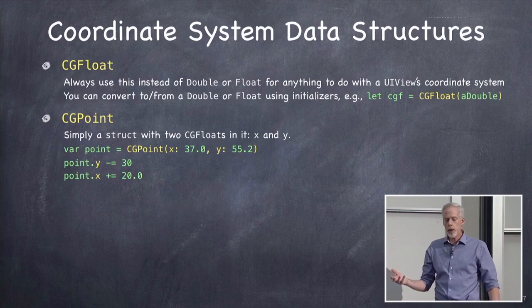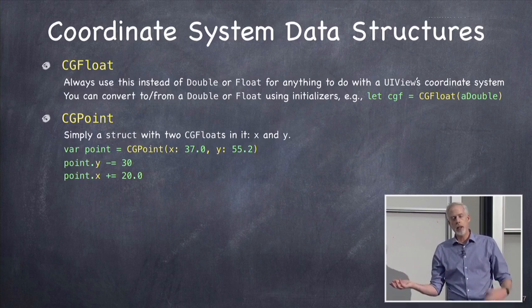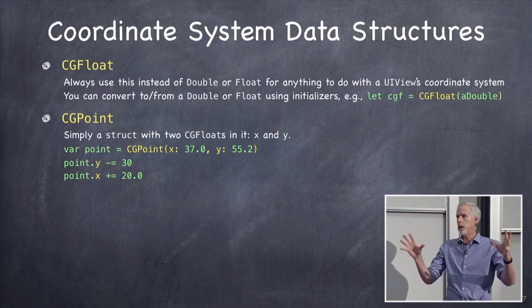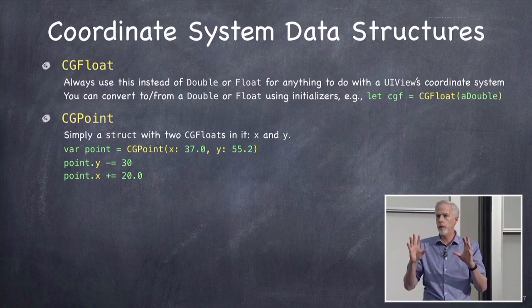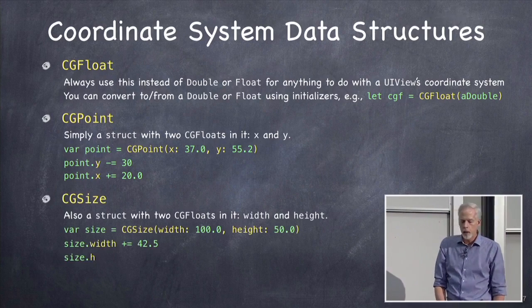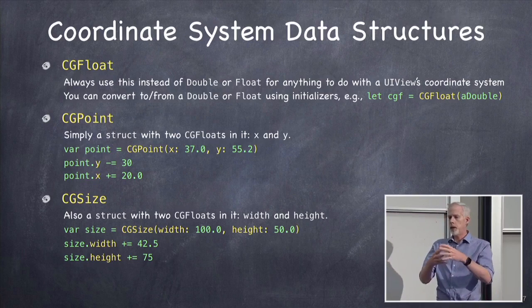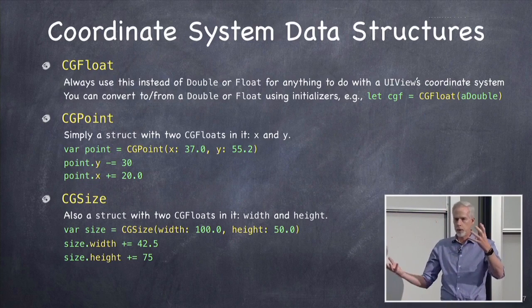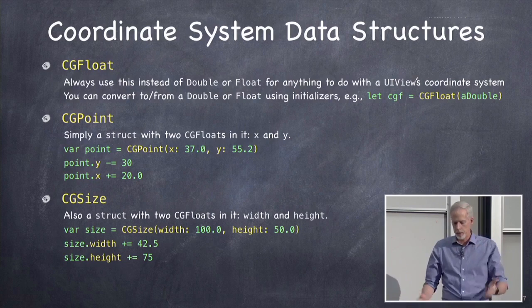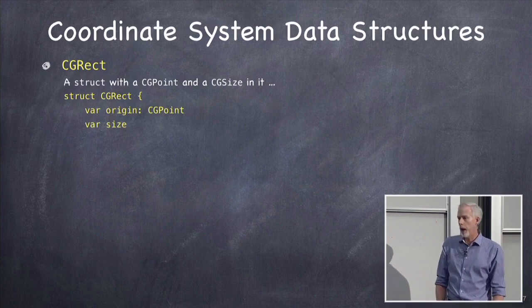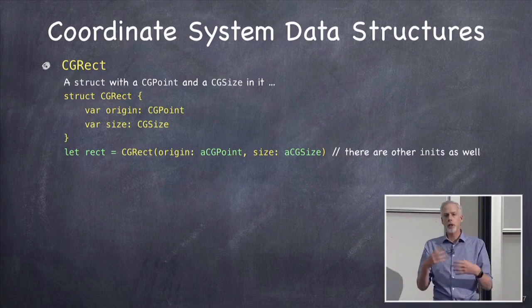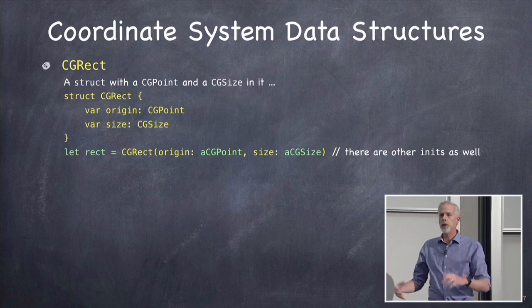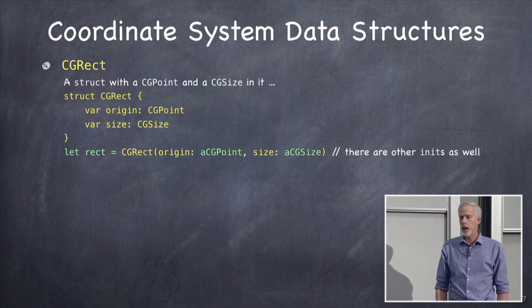There's also a CGPoint, which is just a struct with two things in it, x and y. They're both CGFloats. CGPoint represents a point in your coordinate system somewhere. Again, floating point coordinates. There's also CGSize, which represents an extent, with a width and a height. It's just a struct with two CGFloats, width and height. Simple. And there's CGRect, of course, which is a rectangle. It's a struct that has an origin, which is a CGPoint, and an extent, which is a size. So a rectangle represents a size.